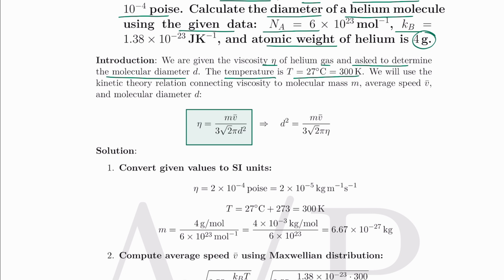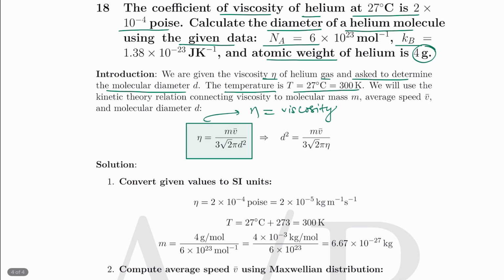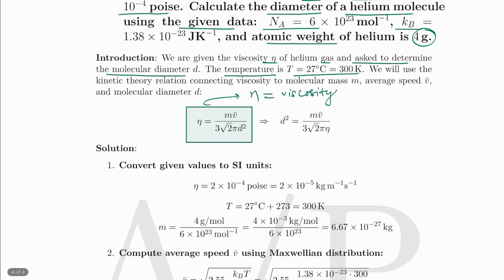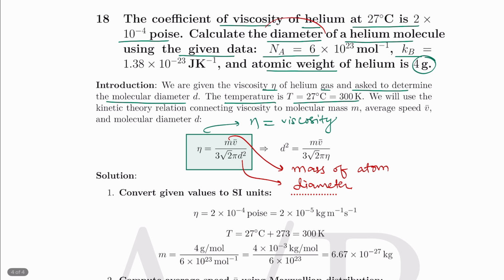You should always remember it, and let me tell you, these are somehow related to PYQ. That is why we call it a similar question to PYQ, and these are important. So this η is viscosity as we have defined. This m is the weight or mass of the atom. D is the diameter. Now you are going to find the diameter.